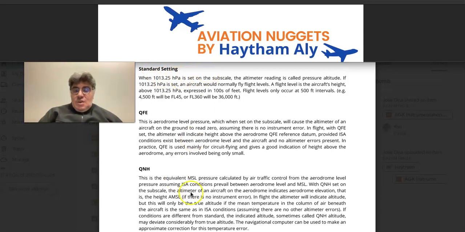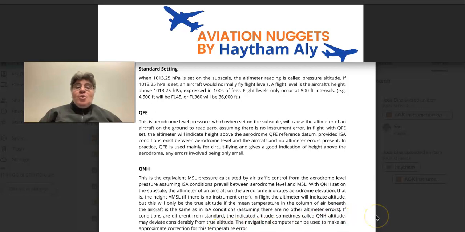Okay, everybody? But this will only be the true altitude if the mean temperature in the column of air beneath the aircraft is the same as an ISA condition, assuming there are no other altimeter errors. True altitude, everybody, as I told you, is normally related to radio altimeter, not pressure altimeter. If conditions are different from standard, the indicated altitude, sometimes called the QNH altitude, may deviate considerably from the true altitude. The navigational computer can be used to make an approximate correction for this temperature error.